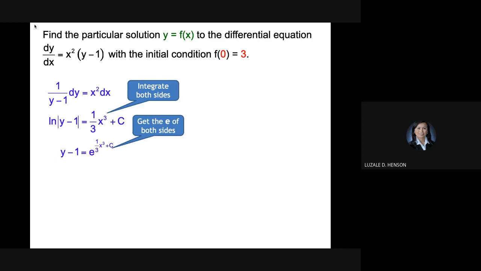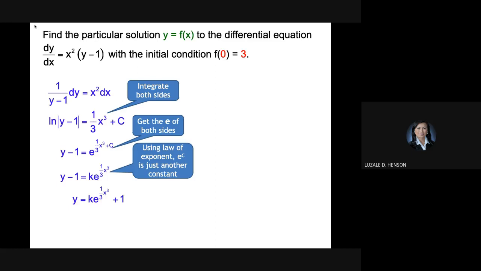Now, after taking e of both sides, because your aim is solving for y in terms of x, transpose the negative 1 to the other side. But wait, we have to use the law of exponents here. The e to the 1/3 of x cubed plus c, you can write as e to the 1/3 of x cubed times e to the c. But what is e to the c? That's just another constant. Let's call it k, since it is multiplication.